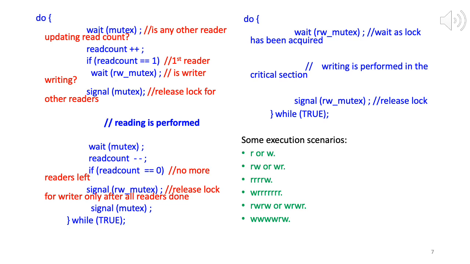First writer acquires the lock, and then the first reader comes, it waits on the lock. Then the writer releases, the first reader gets it, and then the first reader releases, the second writer gets it, the second writer releases, the second reader gets it. So this will also work fine.